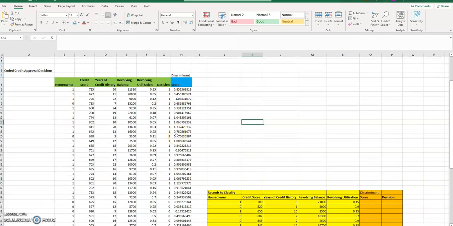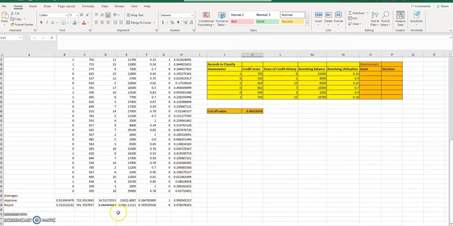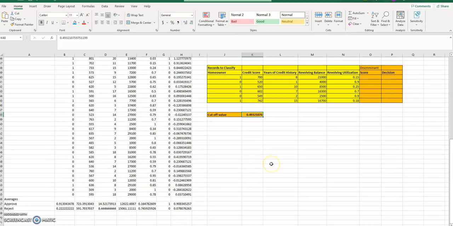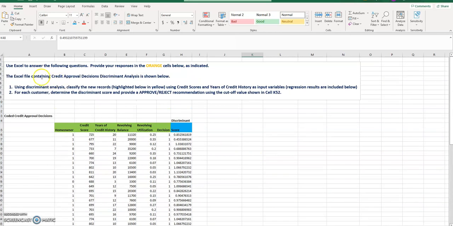And then using the historical data, and this is again expressed in the textbook, if you look at the averages of the approve and reject based on the discriminant scores, and you take the average of that, the cutoff value that we're going to use for classifying approve or disapprove is going to be about 0.49. So the first thing we're going to have to do here, and notice in the question that I asked, notice here we're only going to use 2 variables.